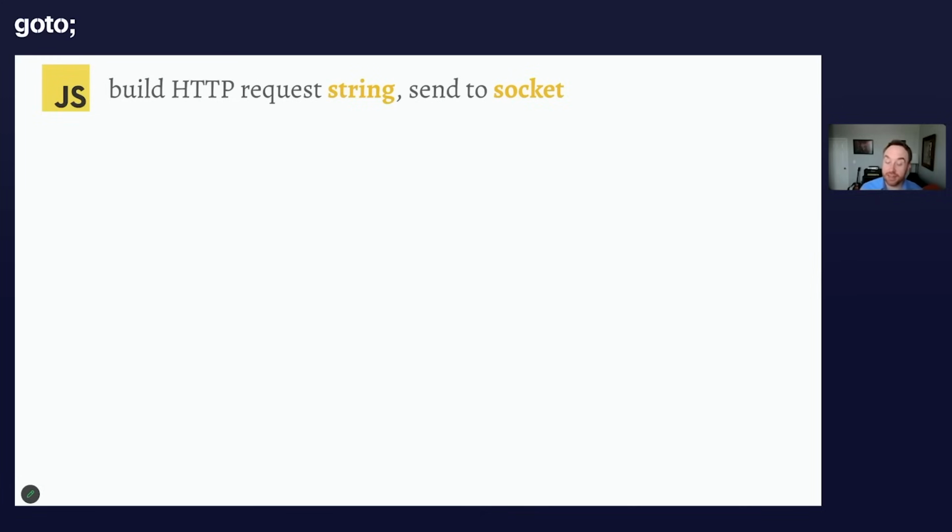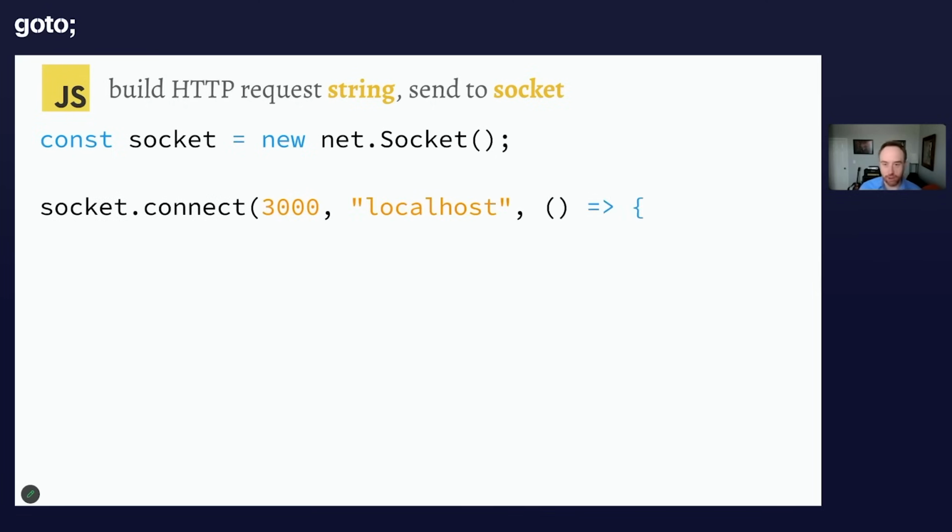Okay, so what does the sending it to the socket part look like? Well, again, in the browser, we can't really do this. So I'm going to use Node.js for this. So in Node.js, if you want to make a socket, you say const socket equals new net.Socket. You basically connect to localhost port 3000.